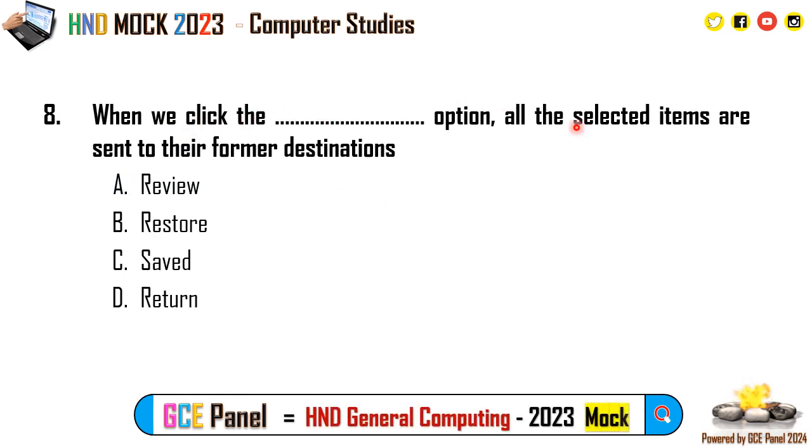When we click the dash option, all the selected items are sent to their former destinations. Yes, this one concerns restore. For example, say you have deleted some items and they are now found in the recycle bin. You can go to your recycle bin, select these items and click restore. They are sent back to their former destination. Okay? This is desktop management, right? Good.